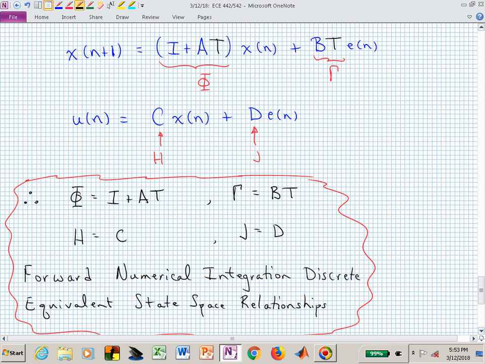You should be able to do that math. An identity matrix plus A times T, and that's phi. That's a little easier than this inverse Laplace transform of sI minus A inverse, but that was for the zero order hold equivalent. This is a discrete equivalent using numerical integration, but it's the same kind of idea. It's a discrete equivalent. Question?